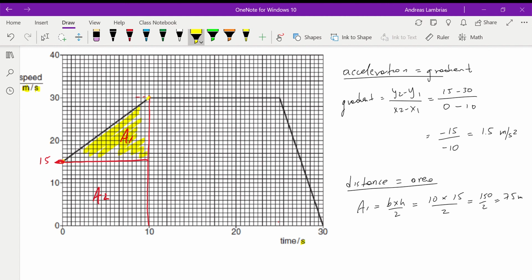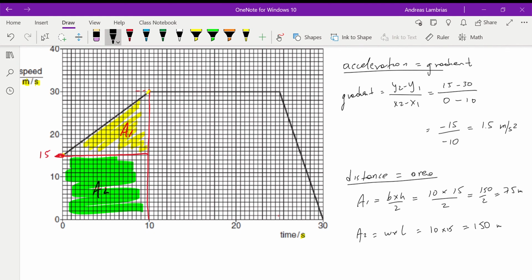And then to find the second part, area 2 is a rectangle, so that will be width times length. We're looking at 0 to 10 and then 0 to 15. 10 times 15, that's 150 meters. And this is the area of the second part. So the total area will be just by adding these two. So total area will be 75 plus 150, which is 225.